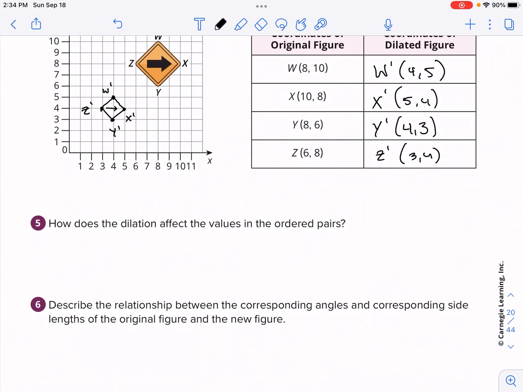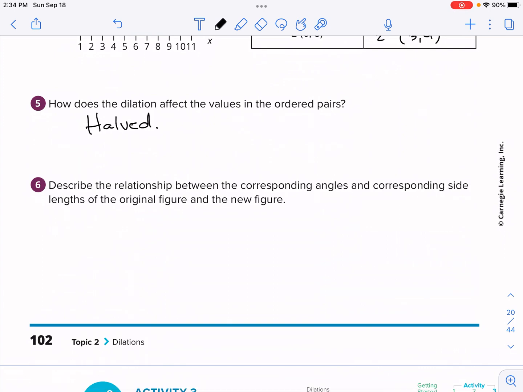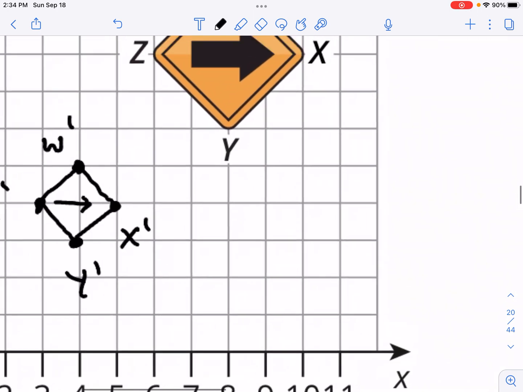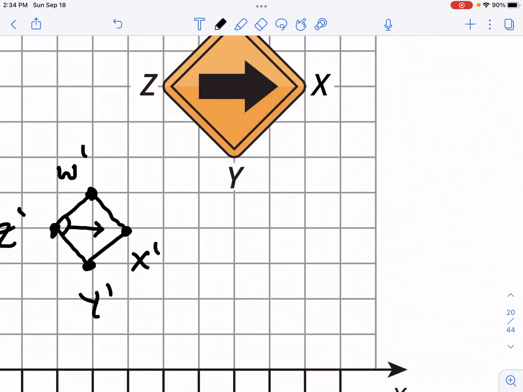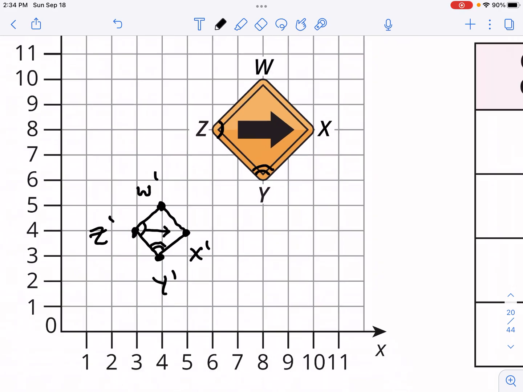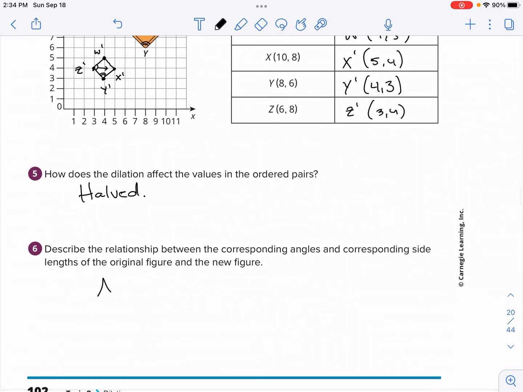How does the dilation affect the values of the coordinates? We're just going to say that they're all halved. So the past tense of halve. Right, the x and y values are halved. And number 6, describe the relationship between the corresponding angles and side lengths. So angles, what do I mean by this? Is this angle right here, is this angle right here bigger, smaller, or are they the same? They're exactly the same. So these two angles are equivalent. These two angles are equivalent as well. And you can say the same for all of them. So we're just going to say, same for the last one. Angles are equivalent, but we're going to say congruent since we're talking about shapes.